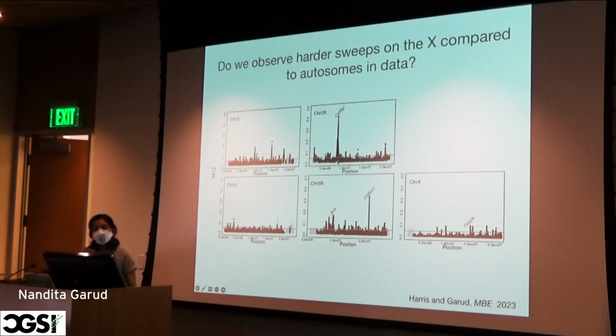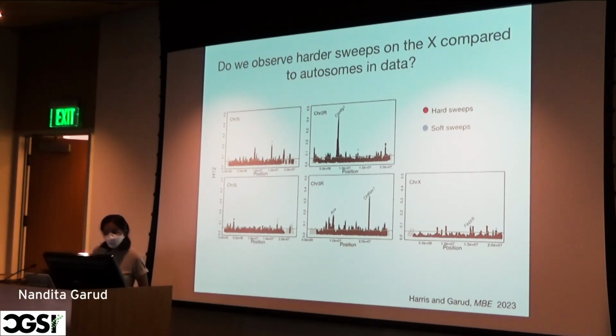And then Mariana followed the same ABC approach to classify these peaks as hard versus soft. And interestingly, we saw an enrichment of hard sweeps on the X as compared to autosomes. So blue are soft sweeps and red are hard sweeps. And so this confirmed our intuitions that in fact, hard sweeps should be more common on the X.